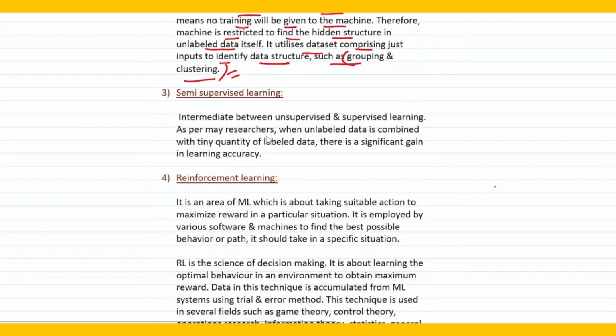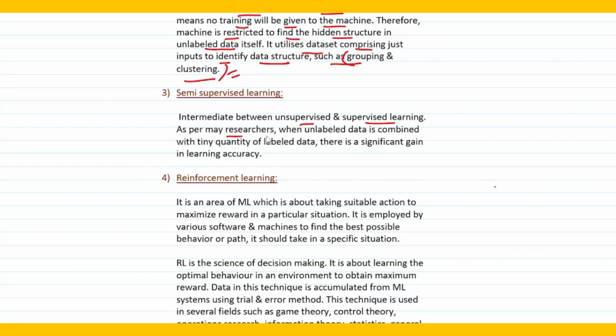This talks about semi-supervised learning. Now what exactly is semi-supervised learning? Semi-supervised learning is an intermediate between unsupervised learning and supervised learning, right? So basically something which is a link between supervised and unsupervised learning is called semi-supervised learning.